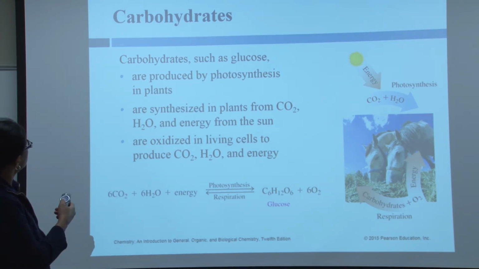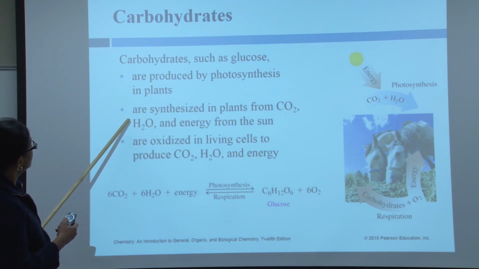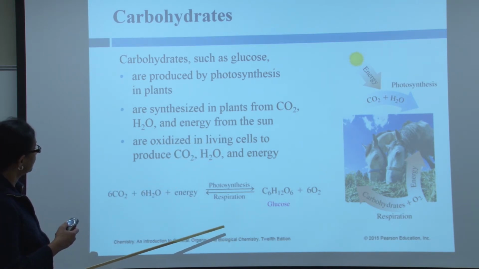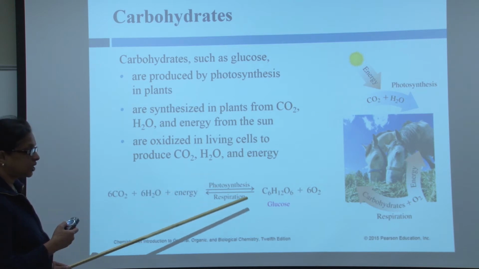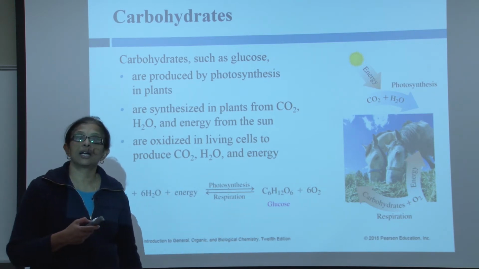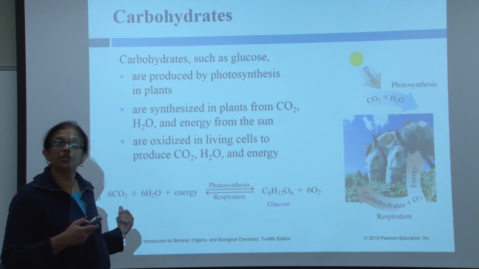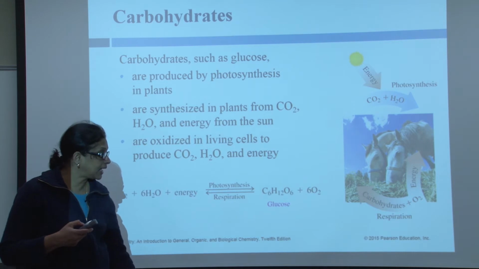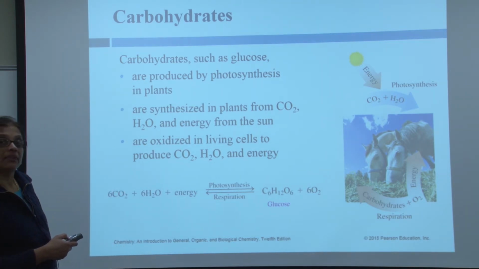Carbohydrates such as glucose are produced by photosynthesis in plants. They are synthesized in plants from CO2, H2O, and energy from the sun. They are oxidized. This is respiration, oxidation. These are chemical processes that break down the glucose, giving energy, carbon dioxide, and water. So carbohydrates are a big part of the carbon cycle.